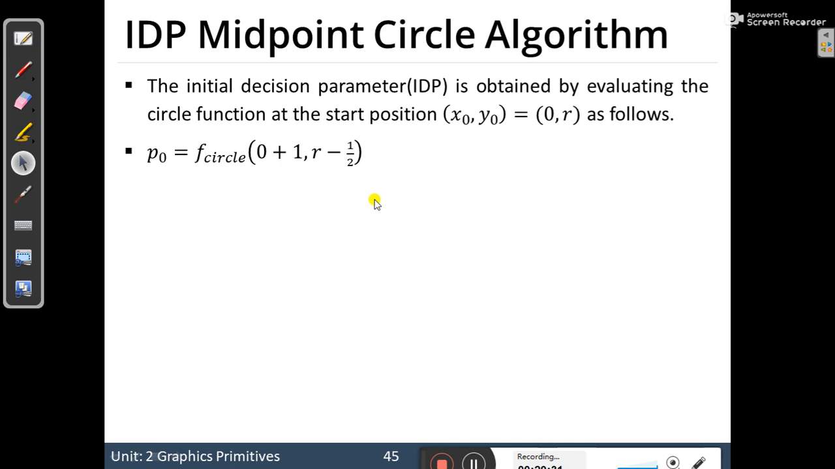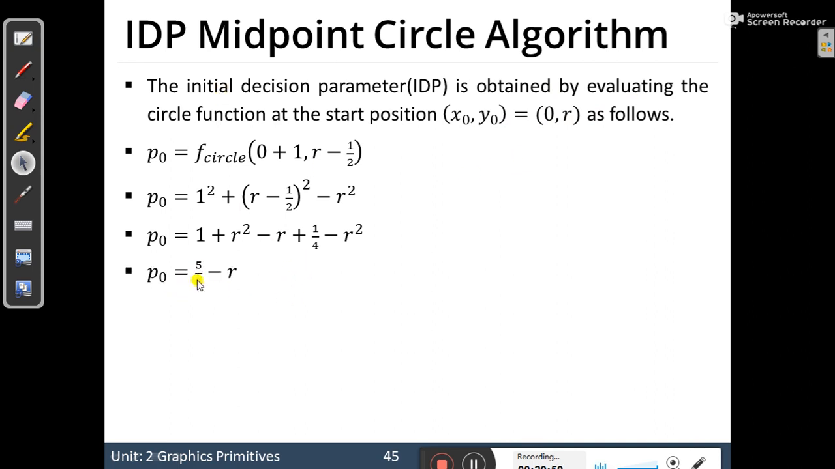Now suppose we start from 0, r, as follows. 0, r means the value of y will be r. We are starting from this point, taking the origin as the center. So p naught will be 5 by 4 minus r. So p naught is approximately equal to 1 minus r.